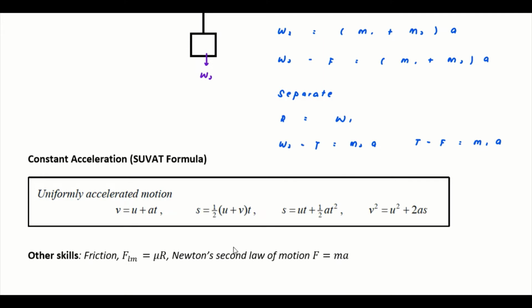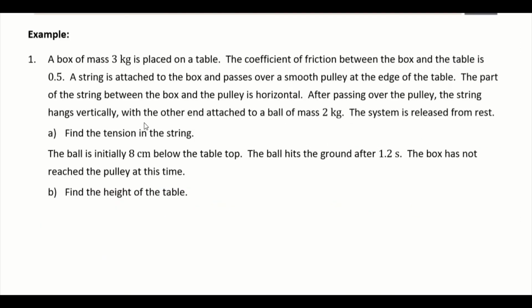Yeah, so we can try to discuss the harder question here. Alright, so let's try to look at example 1. Okay, example 1, a box with mass 3 kg is placed on a table. Okay, so which means there's a table here. So this is the box. So mass of 3 kg.